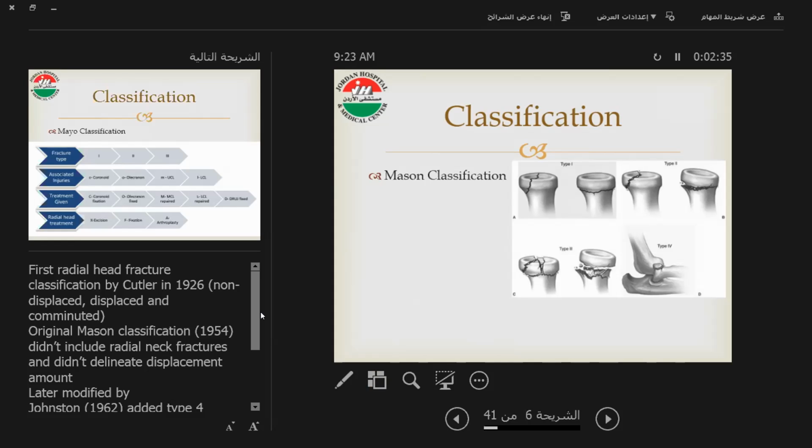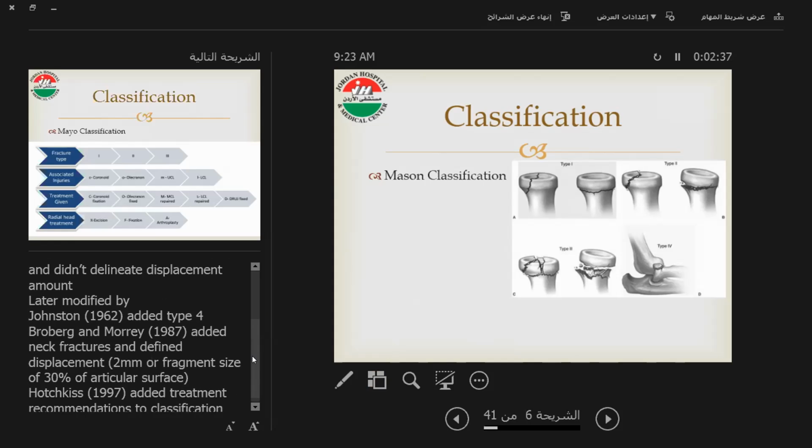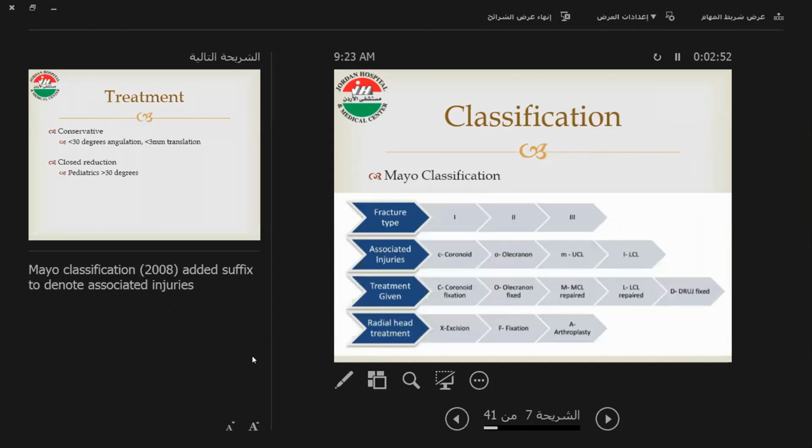Later on, it was modified multiple times, although it remained under his name, such as by Johnston in 1962, then by Broberg in 1987, who added the radial neck fractures into this classification system. And still the classification is improving. Nowadays, the latest is the Mayo classification, which includes a prefix that indicates other associated injuries with the radial head and neck fractures.